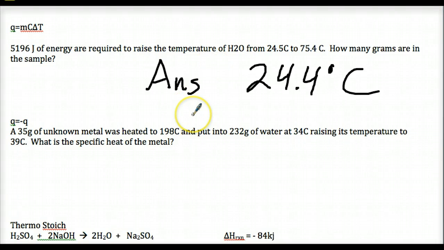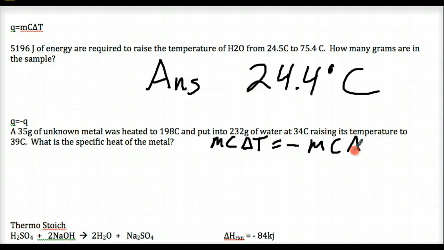All right, because our new equation is not going to be Q equals MC delta T. It's going to be MC delta T equals negative MC delta T. Okay, one side must be negative in order to keep it equal.